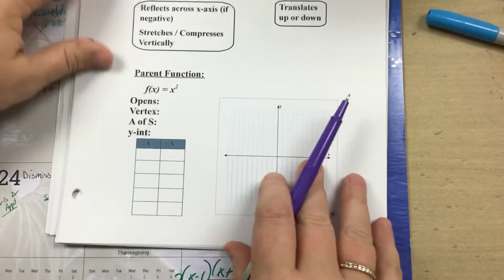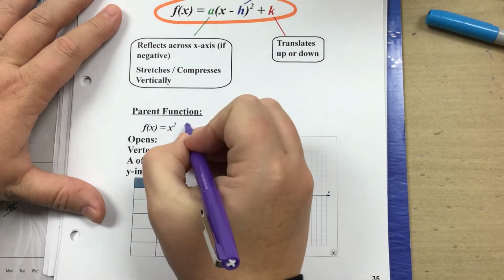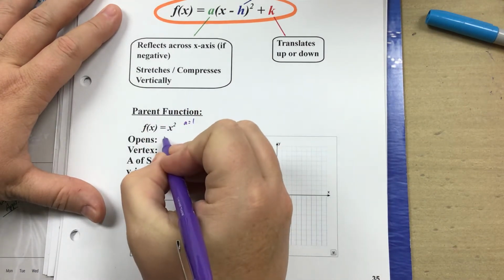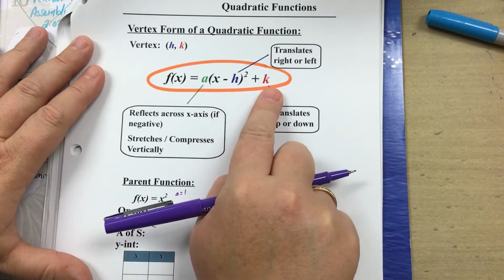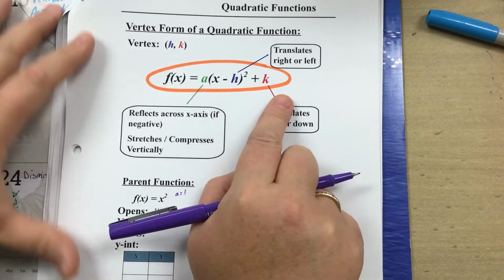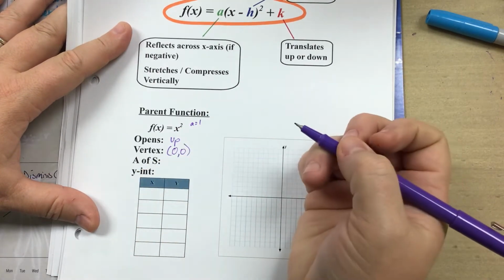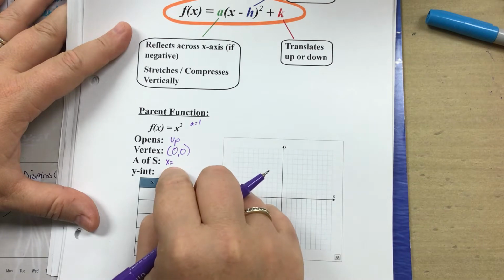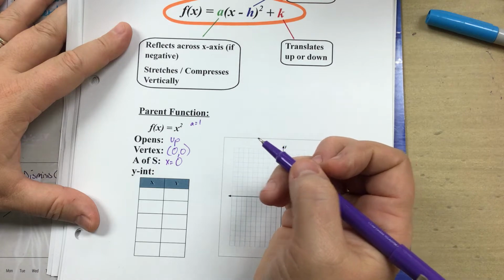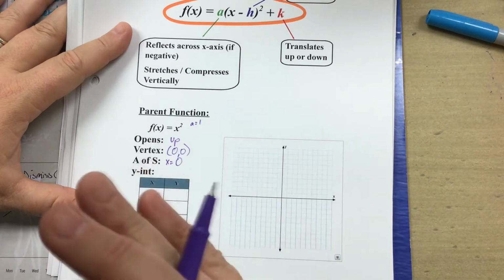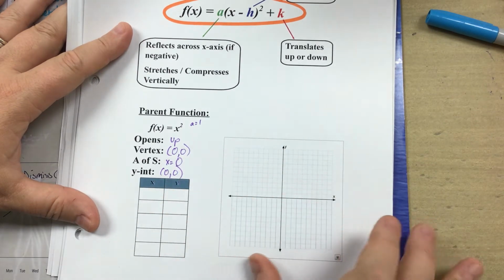Going back to our parent function, if we have f of x equals x squared, since our a value out in front is 1, it's positive, so it opens up. Remember, our vertex is h comma k. There is no h or k in here, so it's going to be at 0, 0. My axis of symmetry is at x equals h, so that would be x equals 0. And the y-intercept, there's no constant at the end, so it's going to be at 0, 0.